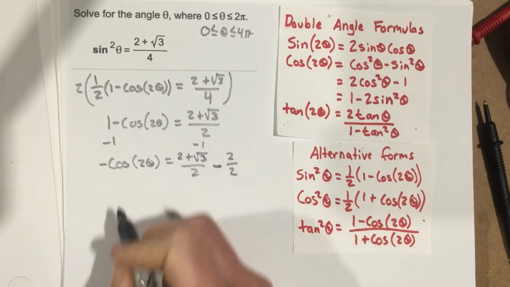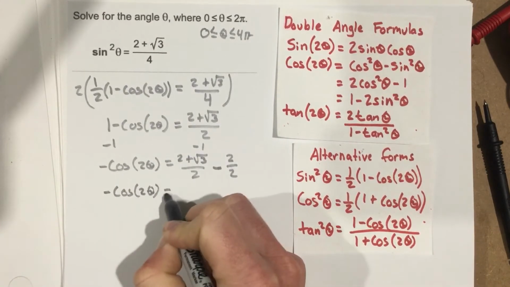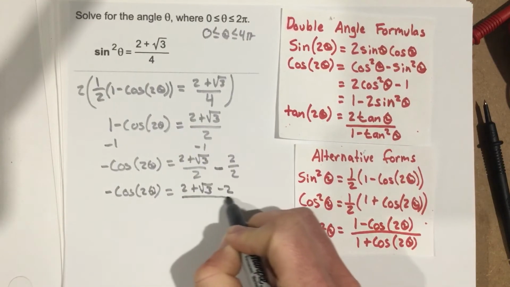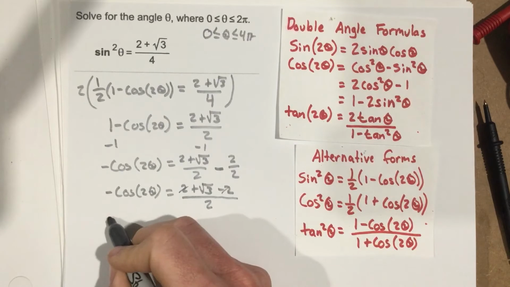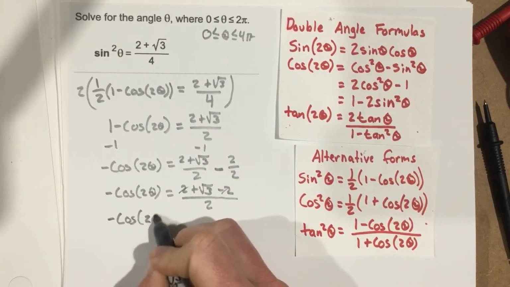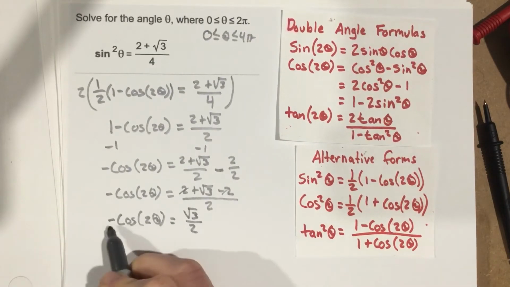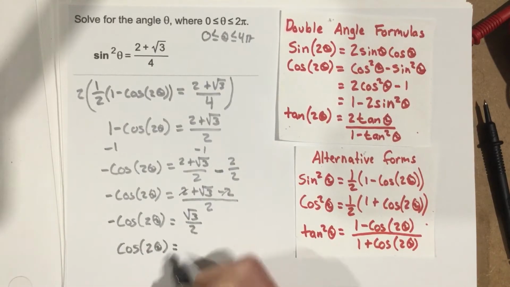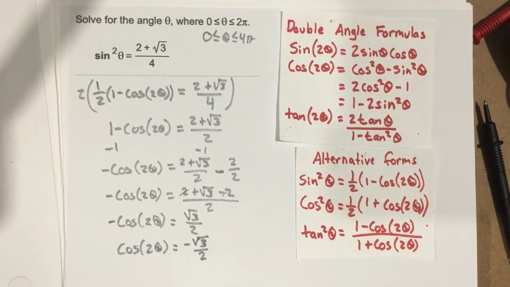When I subtract that, that gives me negative cosine 2 theta equals (2 plus root 3 minus 2), all over the same denominator, which is 2. As you can see, the 2's are going to cancel, and that gives me negative cosine 2 theta equals root 3 over 2. I divide by a negative, and I get cosine 2 theta equals negative root 3 over 2. At this point, we can solve the problem.